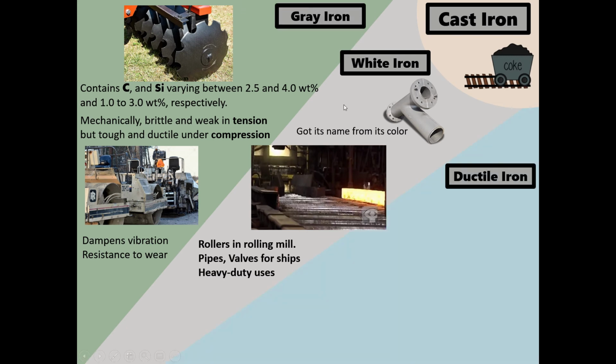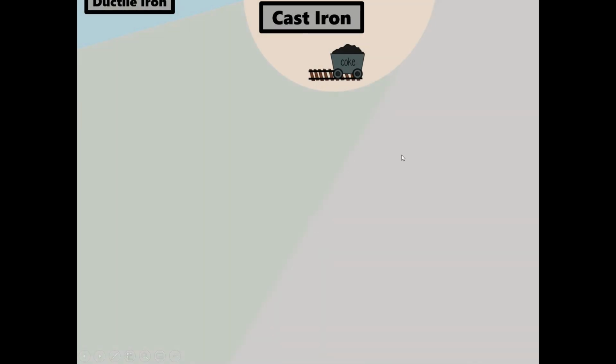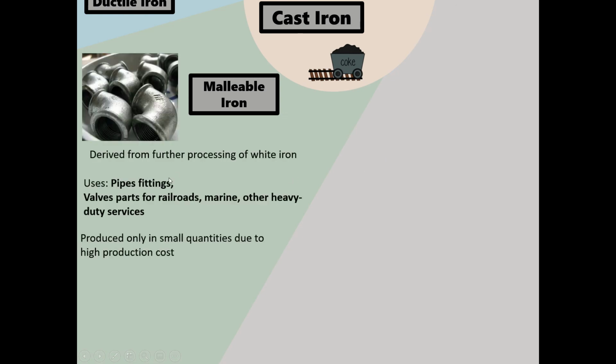Next type is ductile iron. It contains a small amount of magnesium and cerium, and it was mainly used in valves, pump bodies, and crankshafts. We also have malleable iron. Malleable iron is the one that we use for our pipe fittings. It is also used in valves for railroads, marine, and other heavy-duty uses, and it can only be produced in small quantities due to the high production cost.